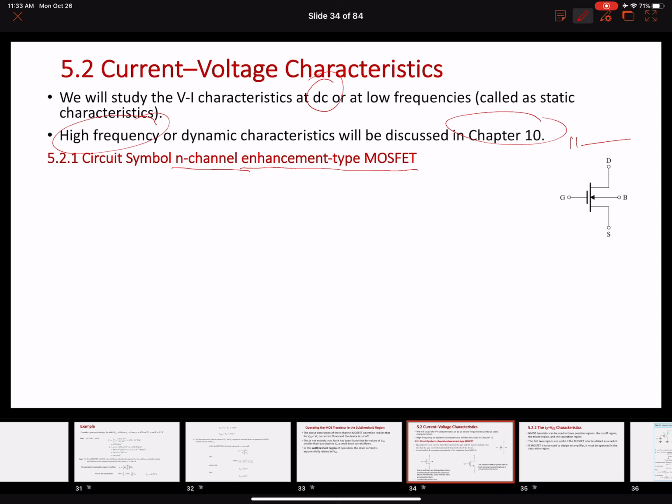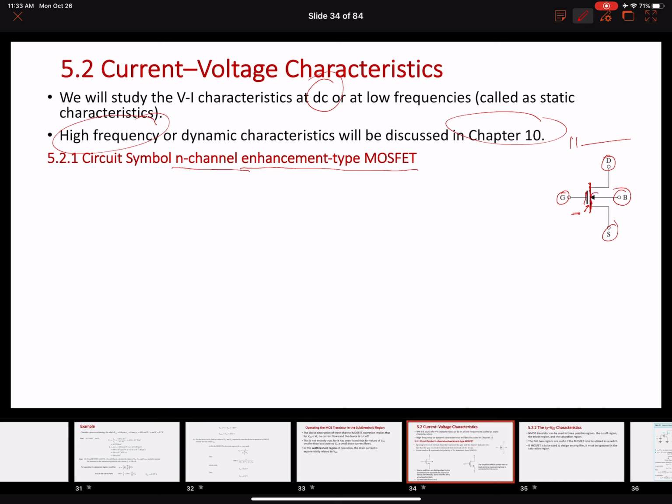Okay, again, 4 terminals: drain, gate, source, body. This is the gate terminal, and you can see that this is a gate electrode. Here's a small separation, which is the oxide layer, and then here's a channel. This darker line over here is a channel, right?